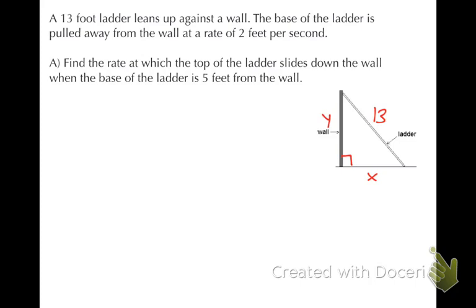So in the diagram there, I've just labeled my parts. The length of the ladder is not going to change here. It's a 13-foot ladder. It is what it is. So I can put that there as a constant. I've given the horizontal component a name of x and the vertical component a name of y.